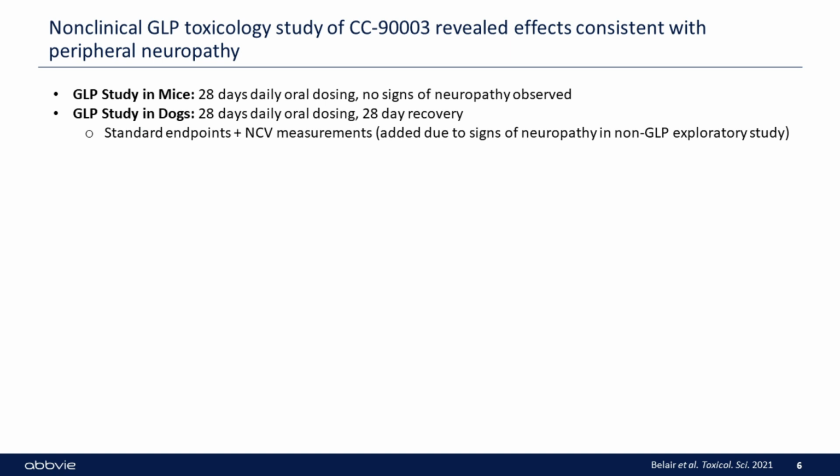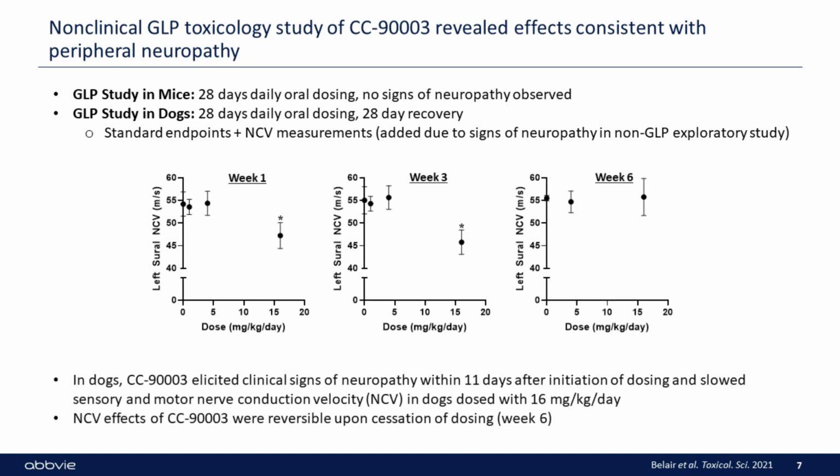Putting the clinical trial results in context, we look back at the non-clinical CC90003 data. The pivotal studies used in the filing prior to the clinical trial included a 28-day GLP study in mice where no signs of neuropathy were observed, and a 28-day GLP study in dogs with a 28-day recovery, which had standard endpoints as well as nerve conduction velocity measurements, which were added due to clinical signs of neuropathy in the non-GLP exploratory study. In the GLP study, the same clinical signs showed up after 1 week of dosing with compound at the dose level of 16 mg per kg per day.